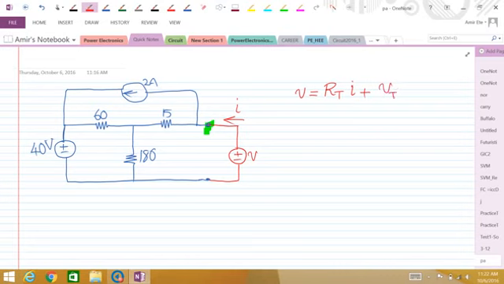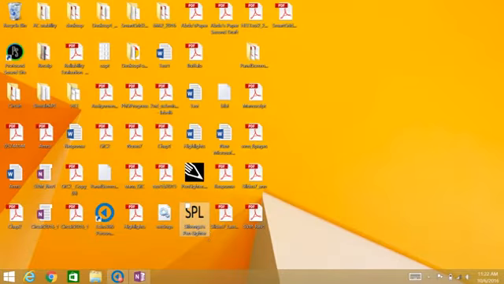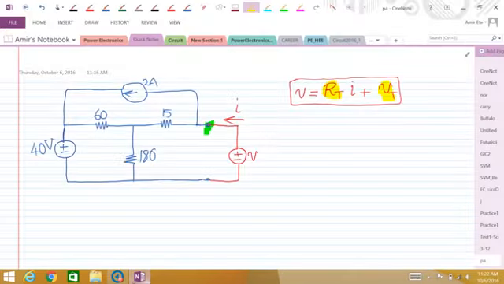So we can analyze this circuit to find such an equation. Once you find this equation for this circuit, you will have two numbers here. This number, which is the coefficient of I, would be your Thevenin resistor, and this constant here would be your Thevenin voltage. So in this example, I would like to solve this circuit using this technique.